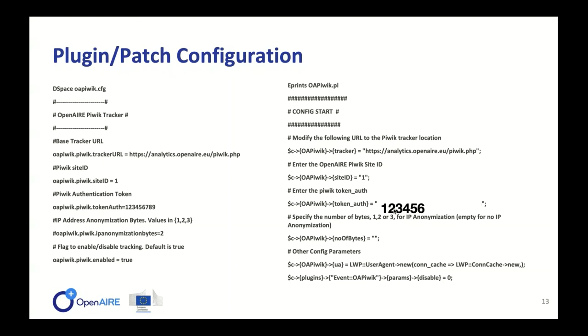And we also provide the option to anonymize the IP address of the user's activity that is tracked. You can specify how many bytes will be hidden, one, two, or three, or you can ignore it completely and deliver usage activity without IP anonymization. You also have the option to enable or disable the tracker, if you have technical issues or you want to update your software, etc. The same configuration is required for the EPrints plugin. You have to specify again the PIWIK tracker location, the PIWIK site ID, etc.